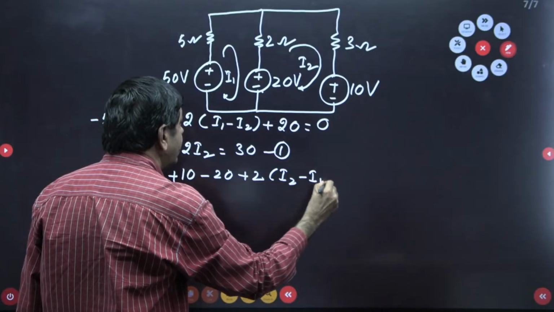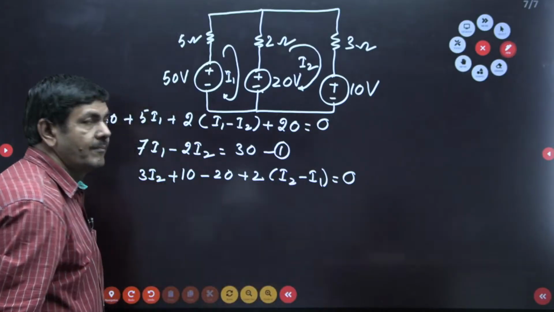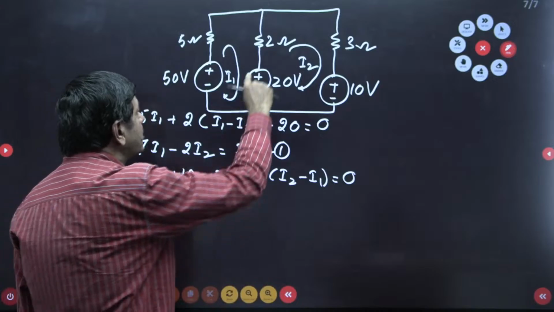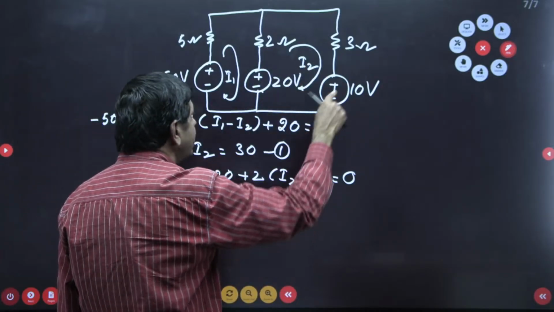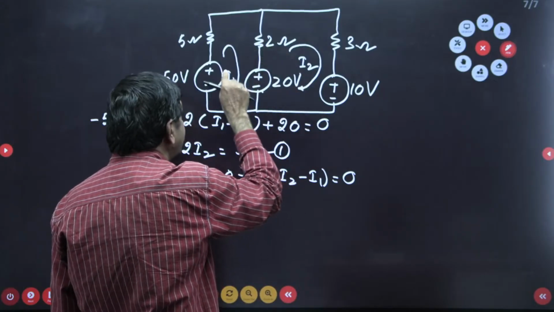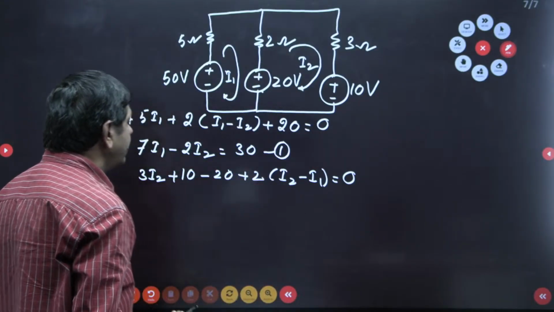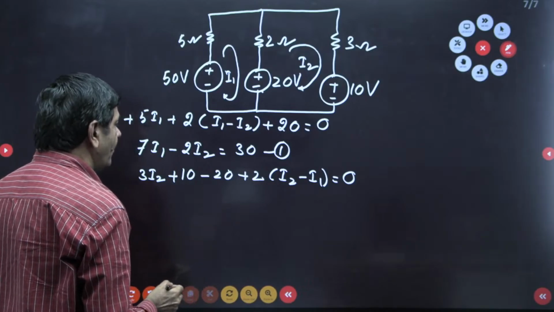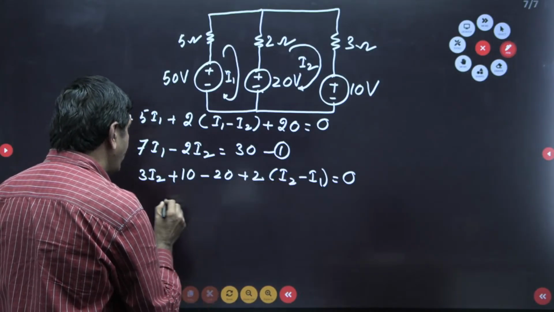I2 minus I1, that equals 0. I am repeating once again, whenever this loop is taken, 3 into I2 is possible, plus 10 is possible, minus 20 is possible, 2 into I2 minus I1. We can simplify this now. What about I1? Minus 2I1 is possible here.